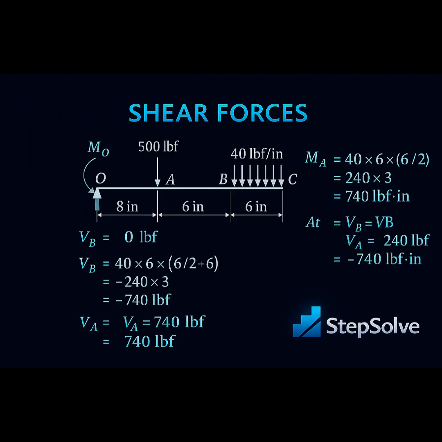Next up, shear force. At the free end C, shear is 0 because there's nothing past the end to resist. At B, we've got that distributed section, so VB equals 40 multiplied by 6 equals 240 lbf. At A, add the 500 lbf point load, so it's 240 plus 500 equals 740 lbf. And at O, the reaction of 740 lbf brings the shear right back to 0. Boom, equilibrium confirmed. If your diagram doesn't return to 0, congratulations, you've invented a new law of physics.